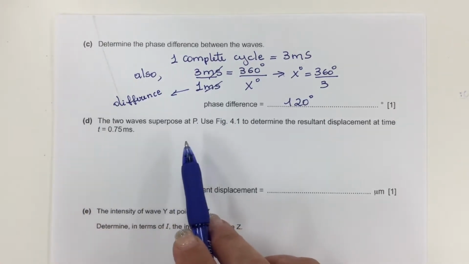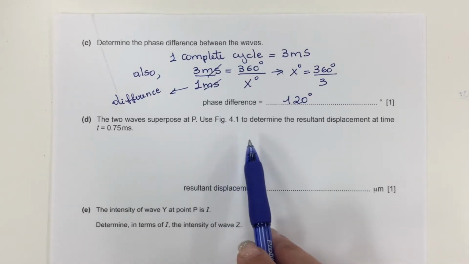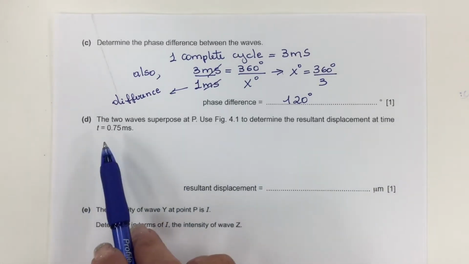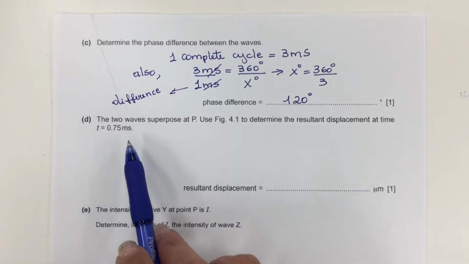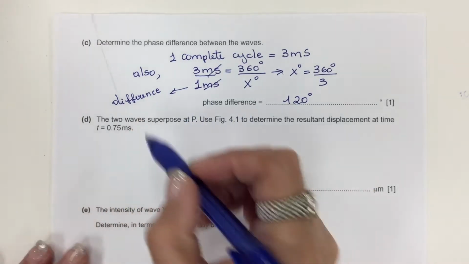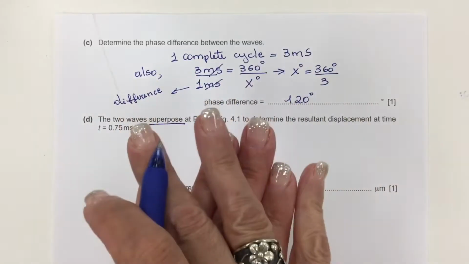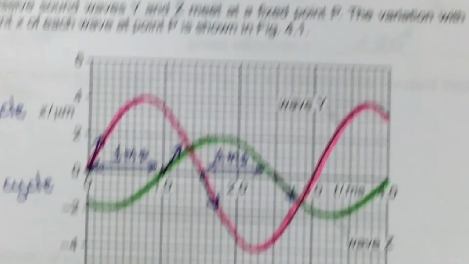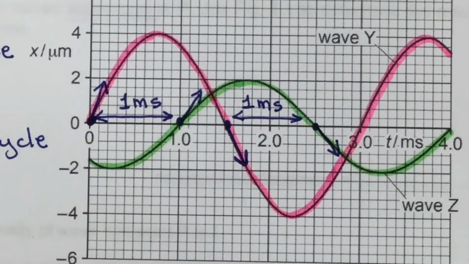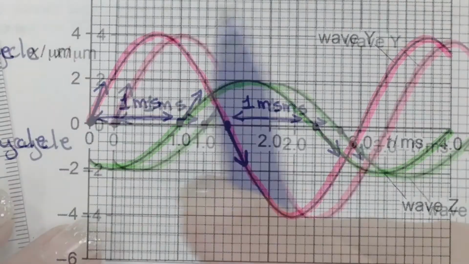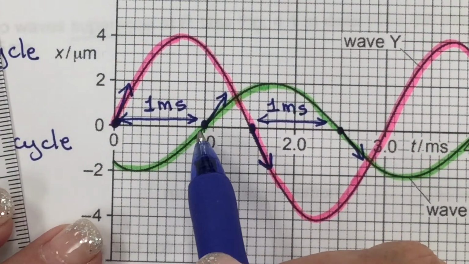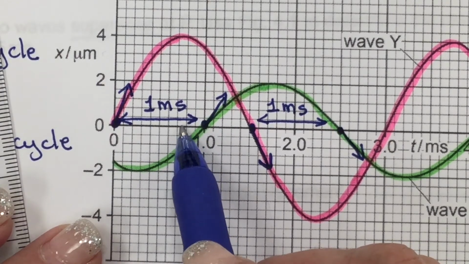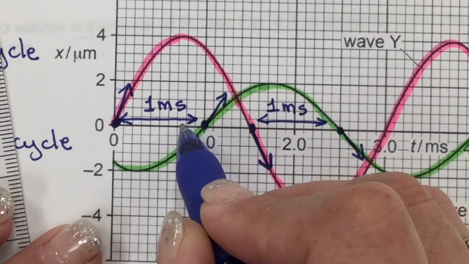The two waves superpose at P. Use figure 4.1 to determine the resultant displacement at time t equals 0.75 milliseconds. The word superpose means overlap. So let's see what this means. So right here is the picture, and we need to spot 0.75 milliseconds. Okay, so if this is 1, this is 0.9, 0.8, 0.7, so 0.75 is right here in between.